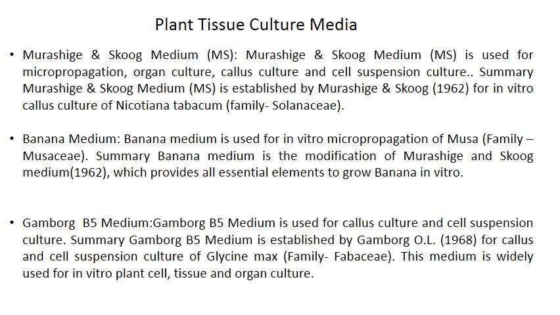Coming to the different tissue culture media, the first and foremost is Murashige and Skoog medium. This is used for micropropagation, organ culture, callus culture and cell suspension culture. In 1962, they prepared this medium for in vitro callus culture of Nicotiana tabacum, which belongs to family Solanaceae. Second is banana medium. This is used for in vitro micropropagation of Musa species. Banana medium is a modification of Murashige and Skoog 1962, which provides all essential elements to grow banana in vitro.